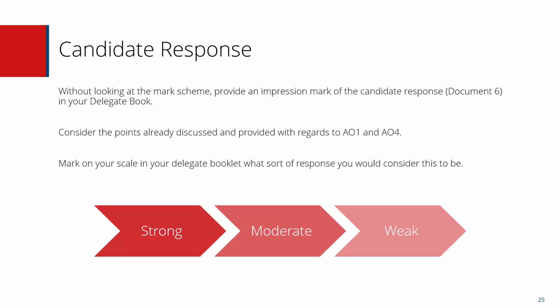A few of you have popped in the chat. We're looking at document 6 at the moment. Yeah, some of you are considering the difference between, clearly there's a difference between document 6 and 7. So document 6 is a level 1 answer.